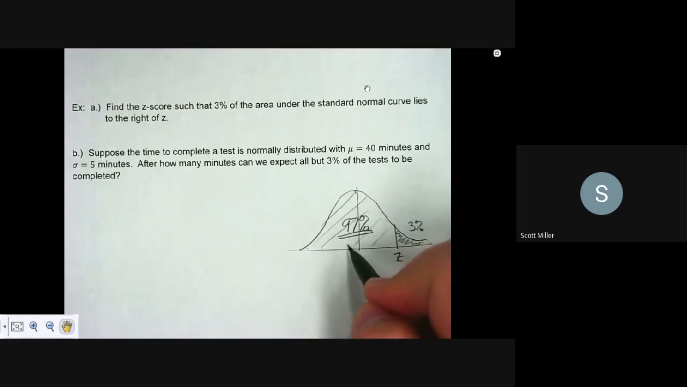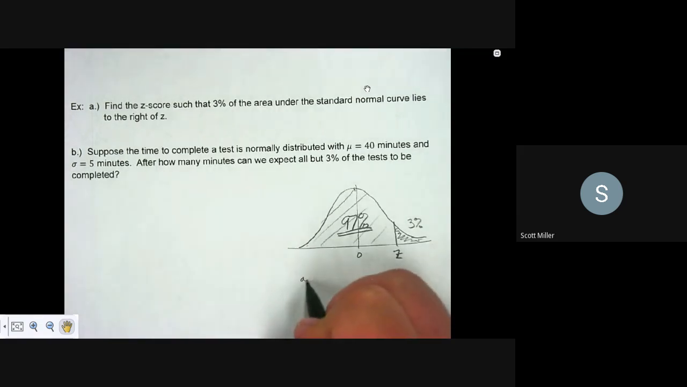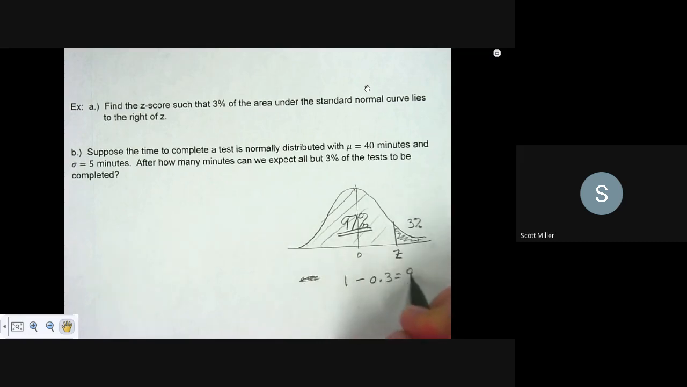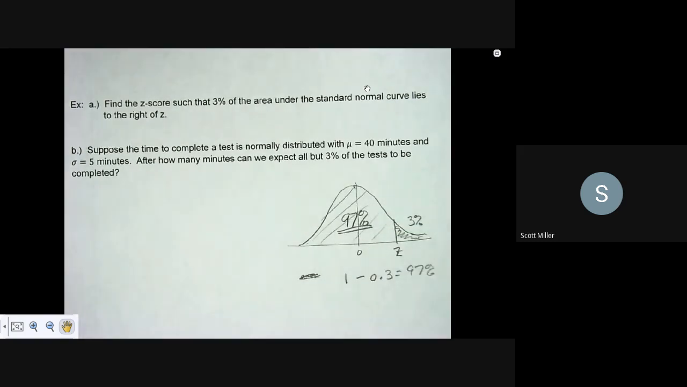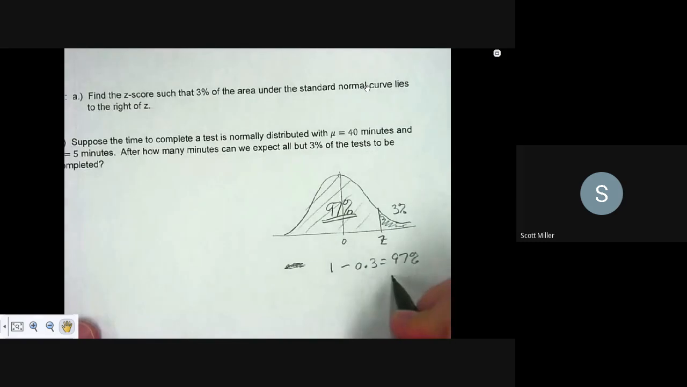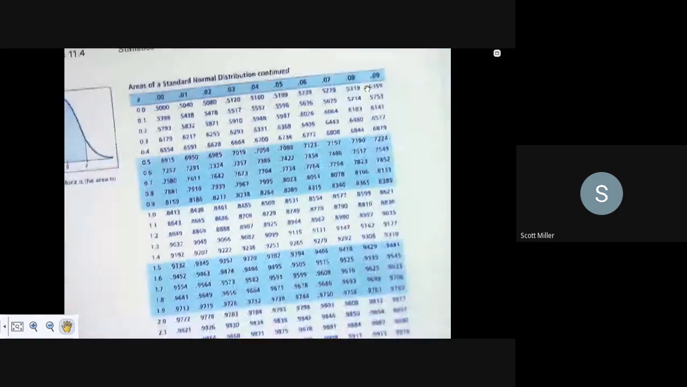So to get the area to the left, it's the whole area, which is 1. So it's basically 1 minus 0.03, which is the 97%. That's how we got that. And so we go over here and we look. 97% is 0.9700. We go over here and look into the field of numbers for 0.9700.